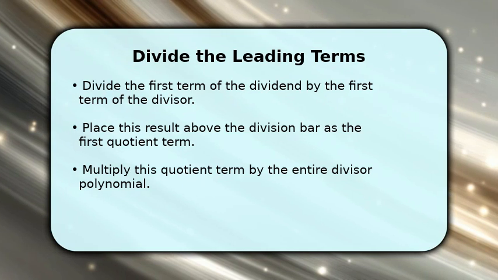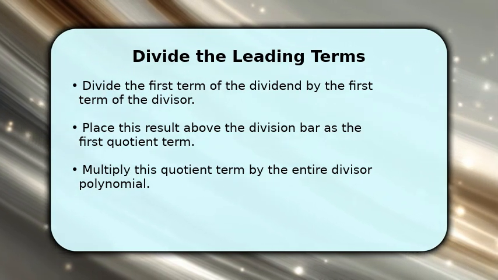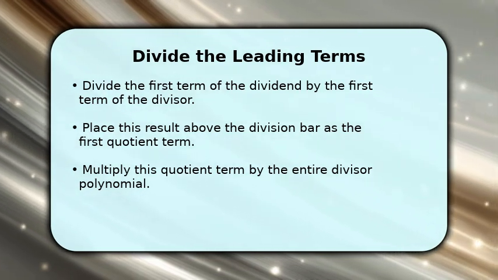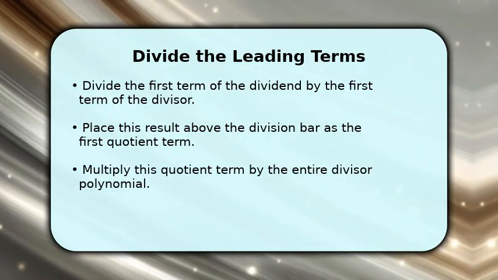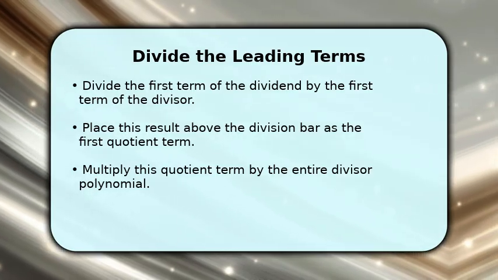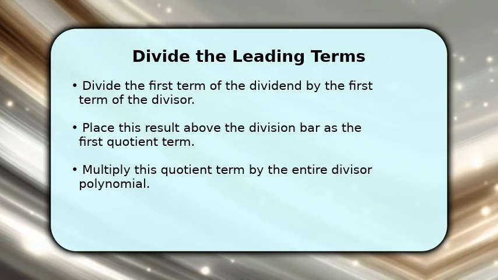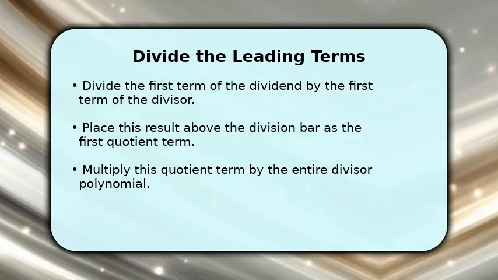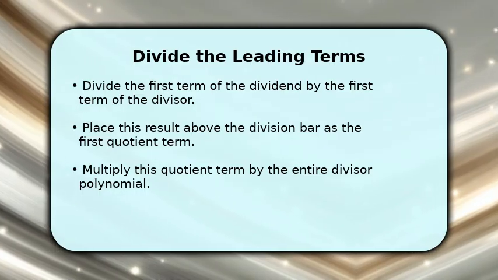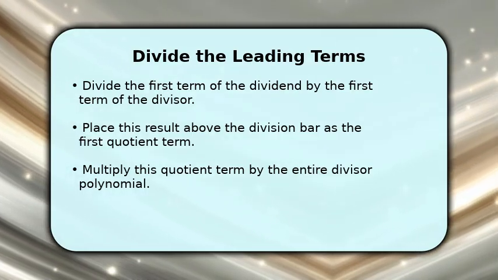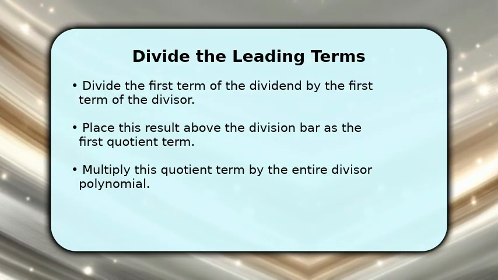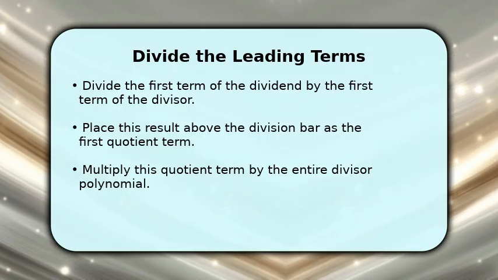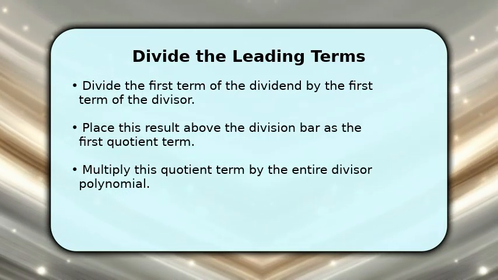Now, focus on the very first term of your dividend and the very first term of your divisor. Divide the dividend's leading term by the divisor's leading term. Write this result as the first term of your quotient above the division bar. Next, multiply this new quotient term by the entire divisor polynomial. Place this product directly underneath the dividend, carefully aligning terms with the same power.